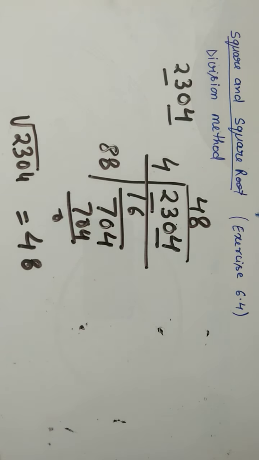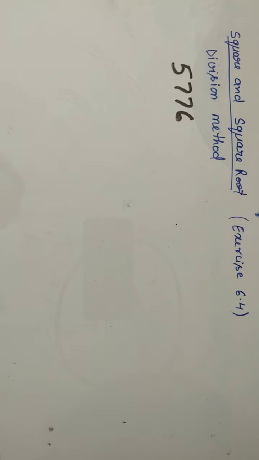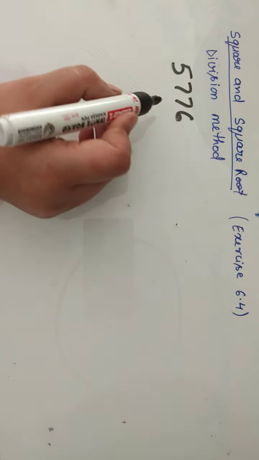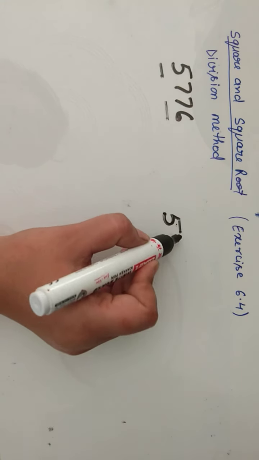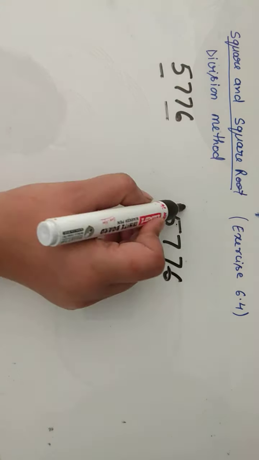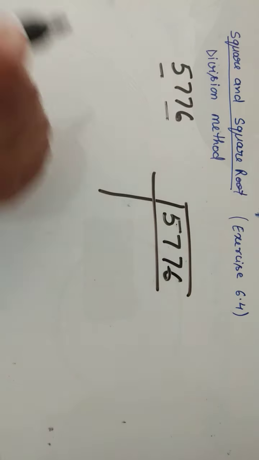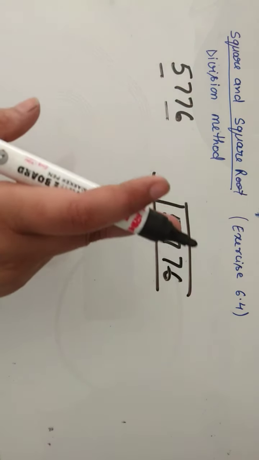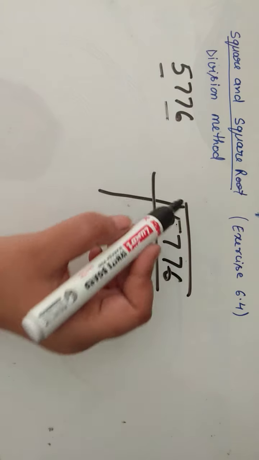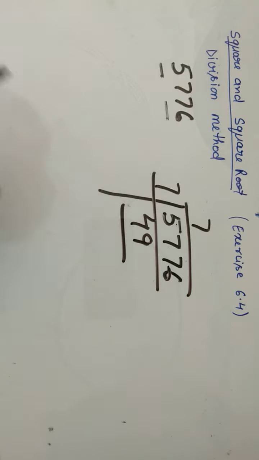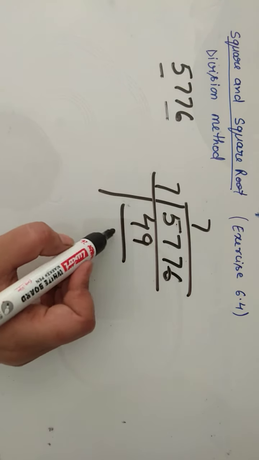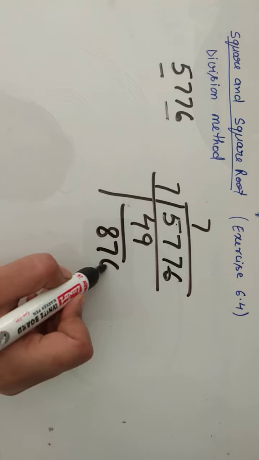Are you getting it or not? Okay, one more question we will discuss here. Just see one more example. Again we will make the pairs: 5776. So just check it. 7 sevens are 49. 8 8s are 64, it is greater. So we will take 7 sevens are 49. What remainder are we getting? 8. And we will copy 77.